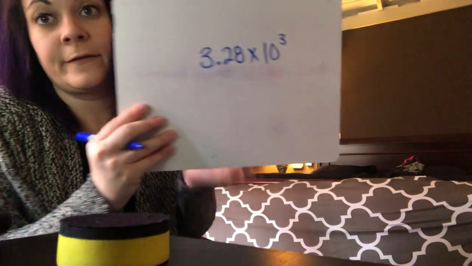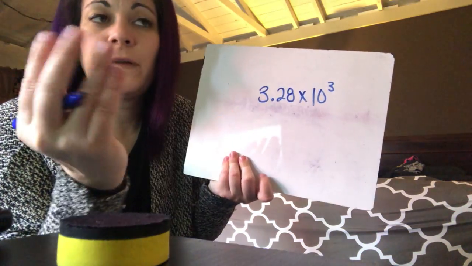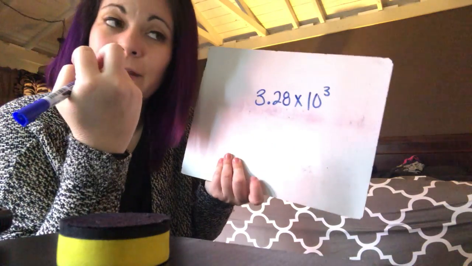Now, let's say you want to do it with a decimal. So 3.28 times 10 to the third. Well, 10 to the third is 10 times 10 times 10, so it's a 1 with 3 zeros behind it. It's 1,000. So 3.28 times 1,000.